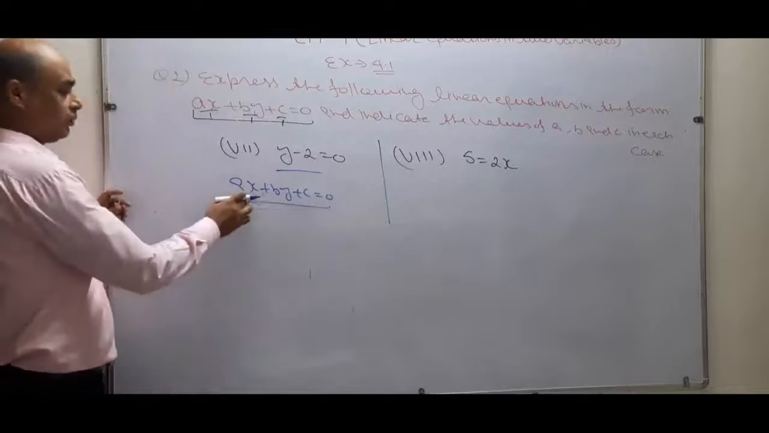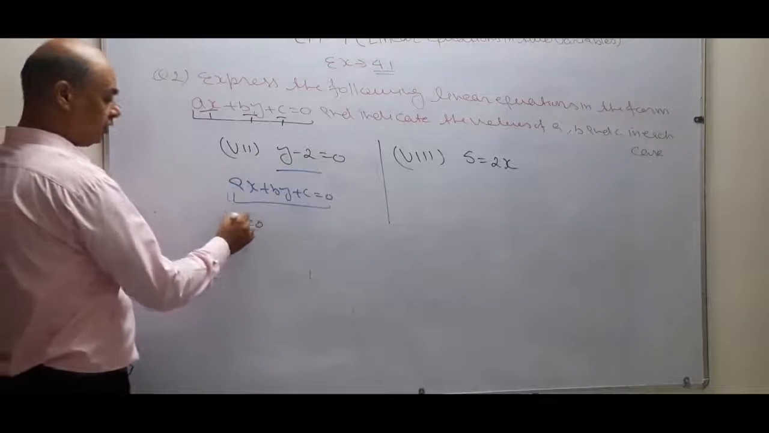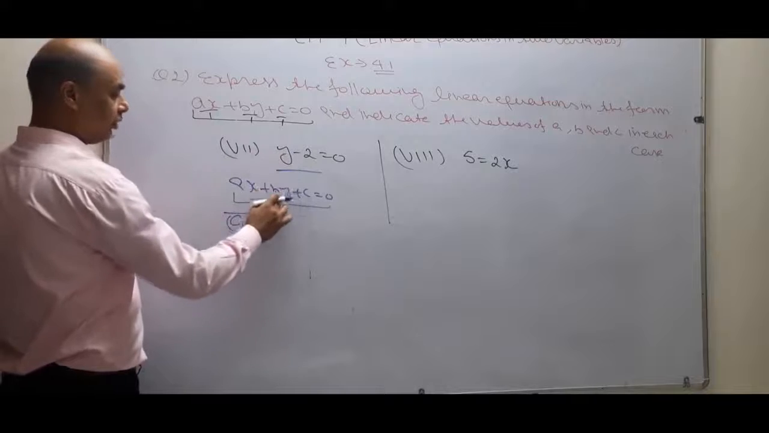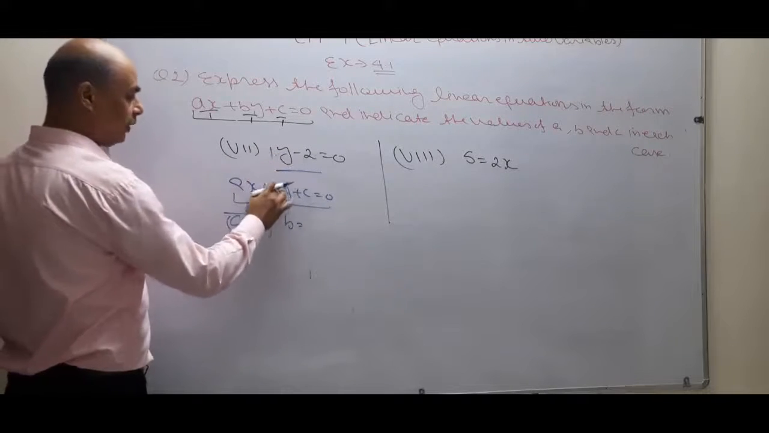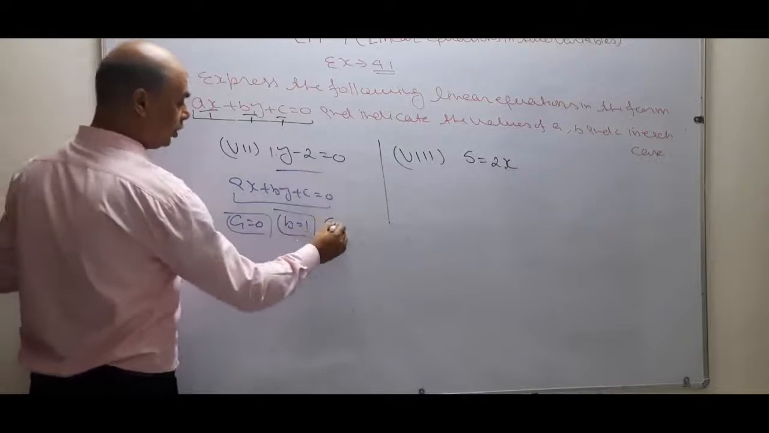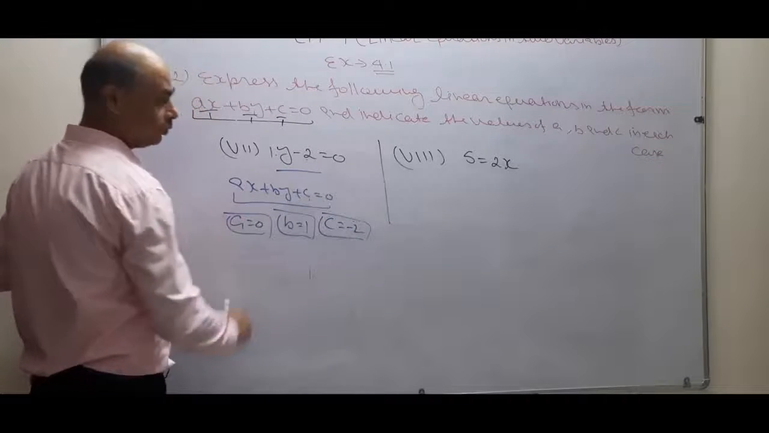Now see, when I compare the coefficient of x, x is not there. It means the value of a becomes 0 because x is not there. When I compare the coefficient of y, the value of b becomes 1, since 1 into y is y. So the value of b becomes 1. And this represents the constant term. A non-variable term is known as c. C means constant term. So the value of c becomes minus 2.